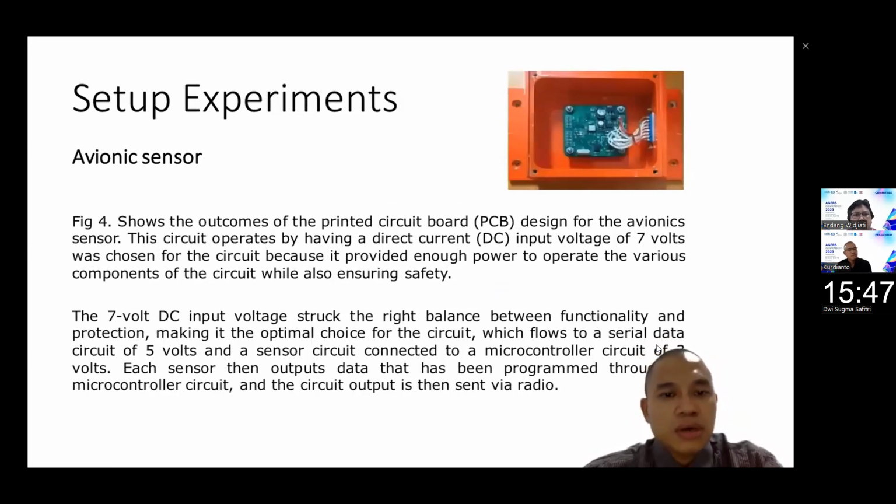Figure 4 shows the outcome of the PCB design for the avionics sensor. The circuit operates by having a DC input voltage of 7 volts. This was chosen for the circuit because it provided enough power to operate the precise components of the circuit while also ensuring safety.